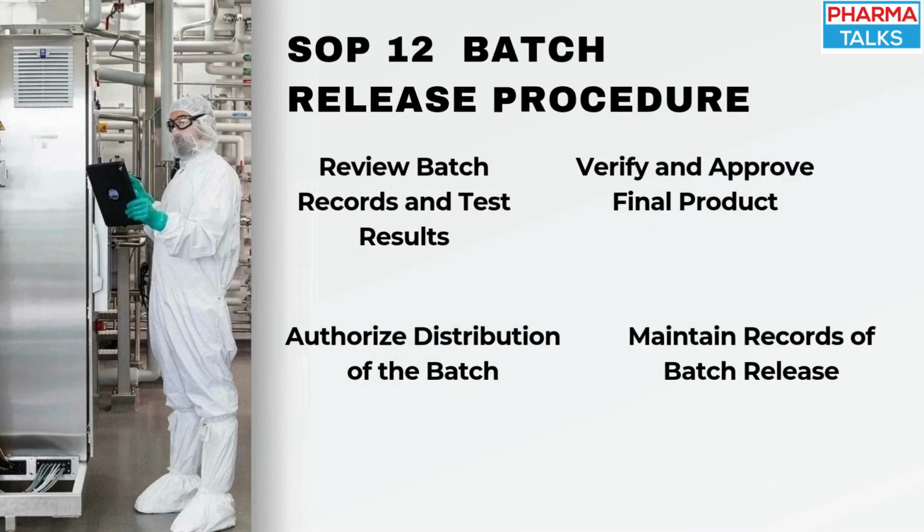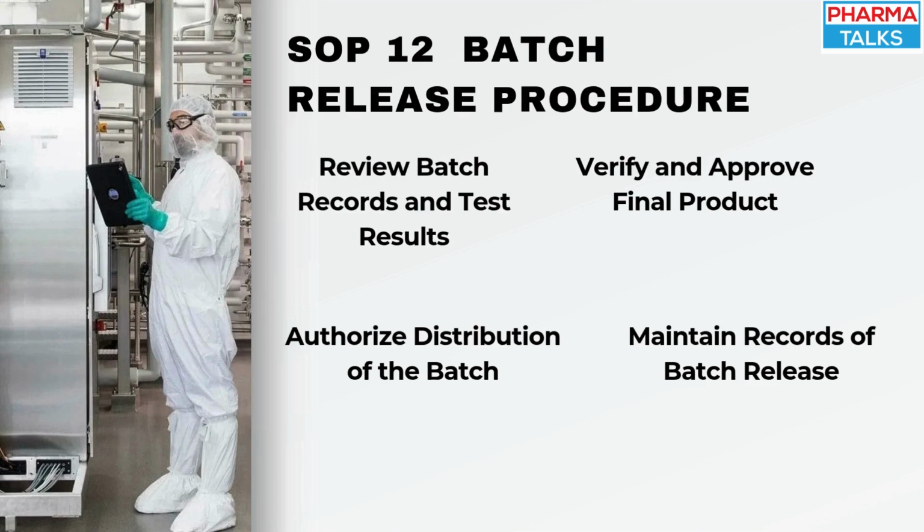SOP number 12 outlines a procedure for batch release, which is the authorization for a manufactured batch to be distributed and made available for sale. Batch release is a critical step to ensure that products meet all quality standards and regulatory requirements before reaching the market.